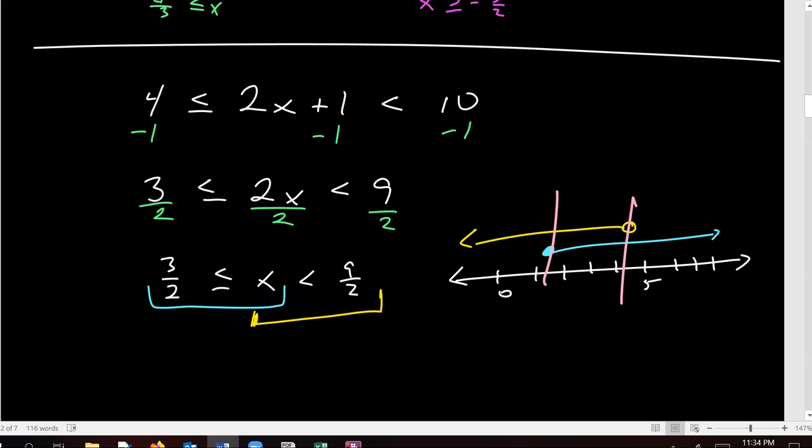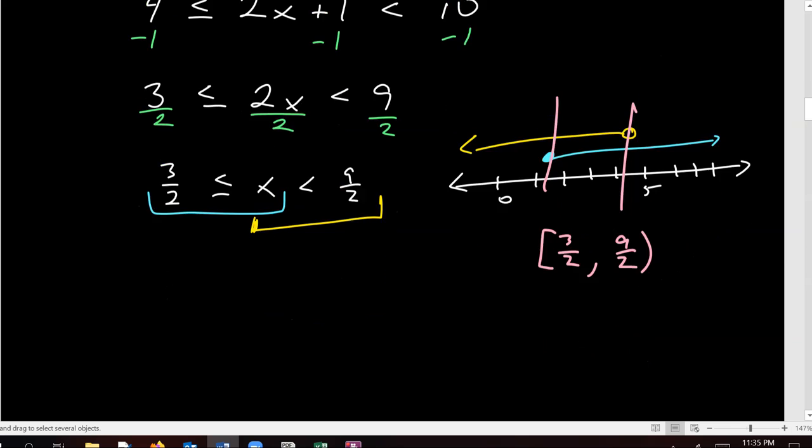Now on this left-hand side, it includes it, and that would start where the blue one started, and that would be at 3/2. But the other end is not included because of that yellow circle, right? That was at 9/2, and that would require a parenthesis. Okay, so those are the and inequalities.